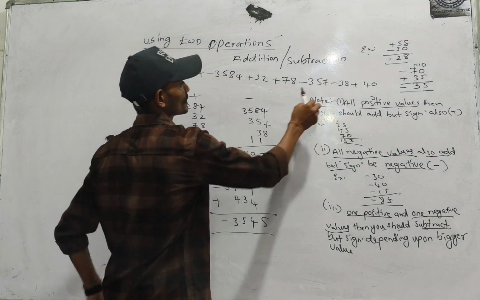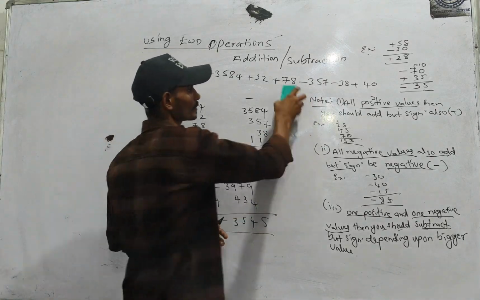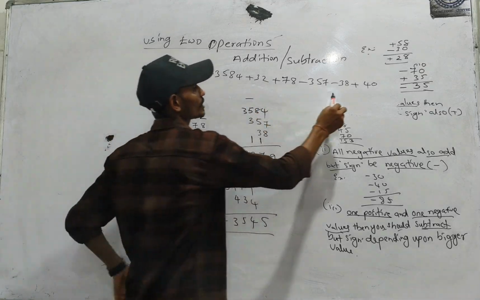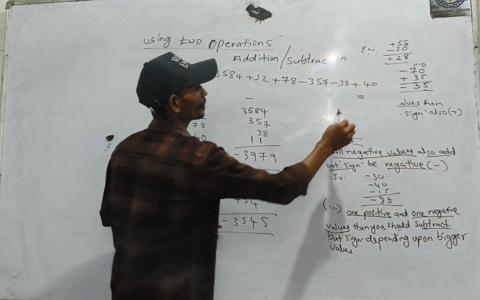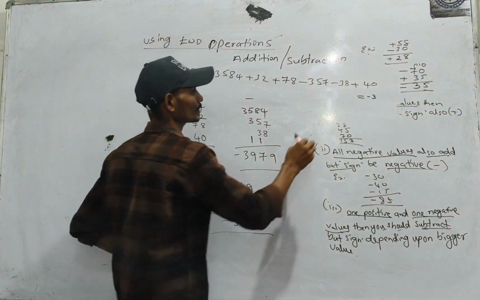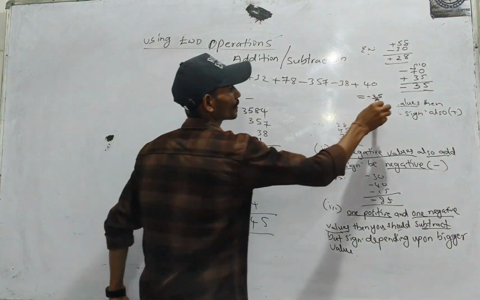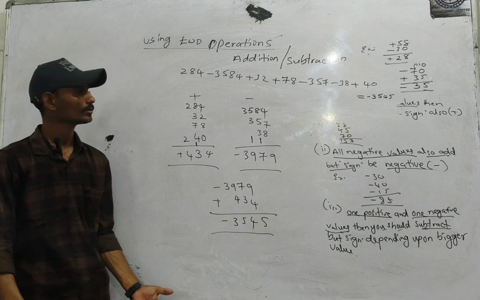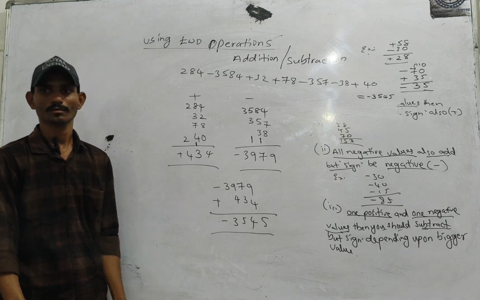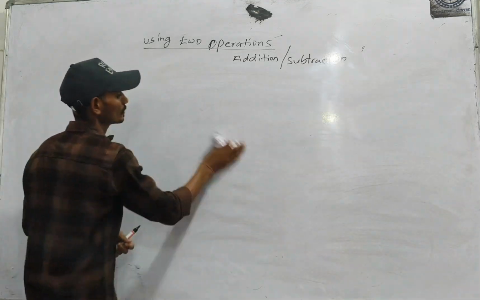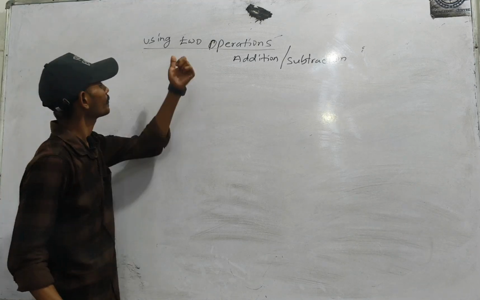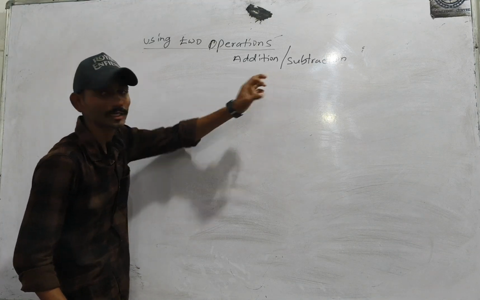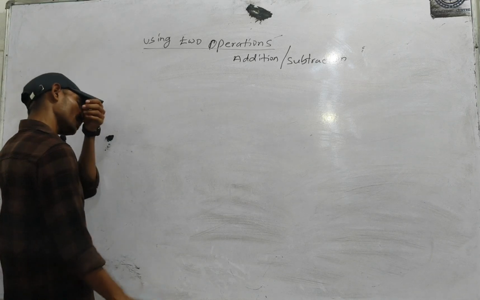So the answer of this series, positive negative positive negative, is how much? Negative 3545. Okay, I hope all of you understand how I solved this problem.